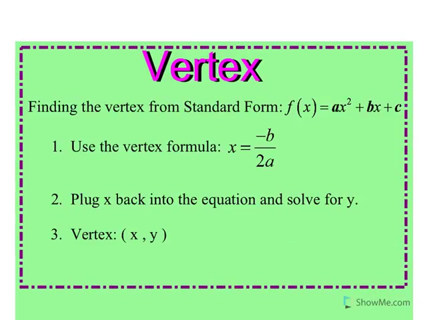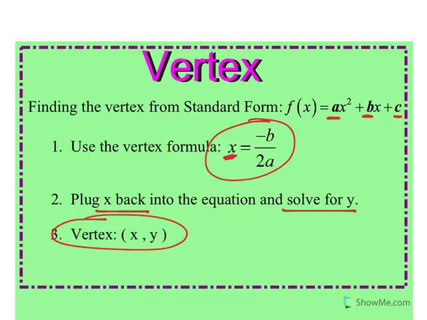Quick review to make sure we know how to find the vertex. When it is in standard form, we use the a, the b, and the c, and we use the formula x is equal to negative b over 2a. Once we have found that x value, we now need to plug the x value back in and solve for y. Once we have the x and the y coordinate, we have the vertex.